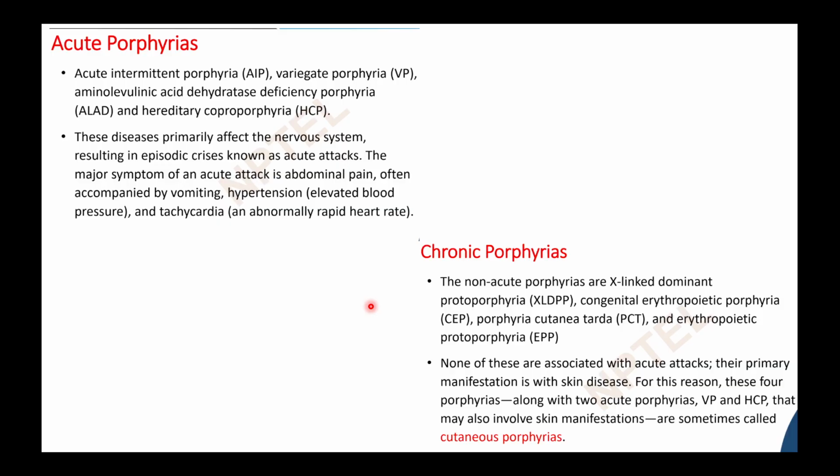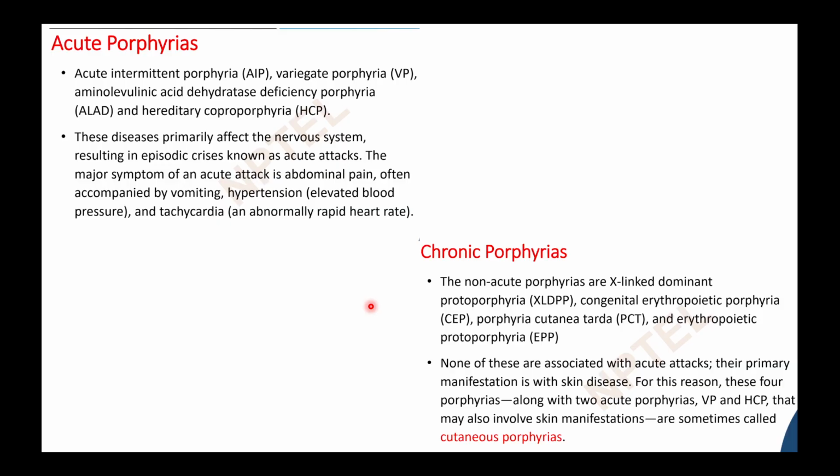Second is congenital erythropoietic porphyria, CEP. Third is porphyria cutanea tarda, that is PCT. And fourth is erythropoietic protoporphyria, EPP. Okay, so there are four types of chronic porphyrias and there are four types of acute porphyrias. So you should remember which one is what.